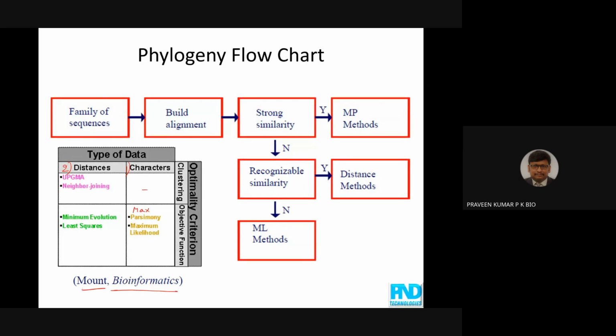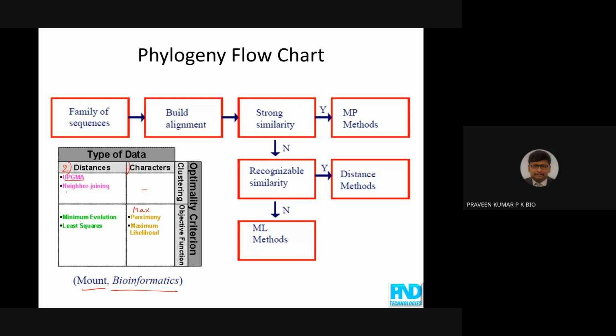Now, the distance based methods can be further classified based on clustering and objective function. Based on clustering, we can use the UPGMA method, unweighted pair group method of arithmetic mean. This is an algorithm used to create the phylogenetic tree. To work on this algorithm, we'll be discussing it tomorrow. Today we'll be discussing the basic information.